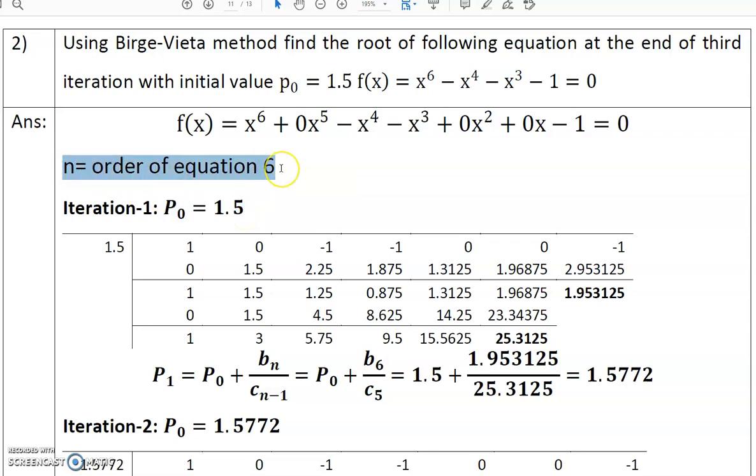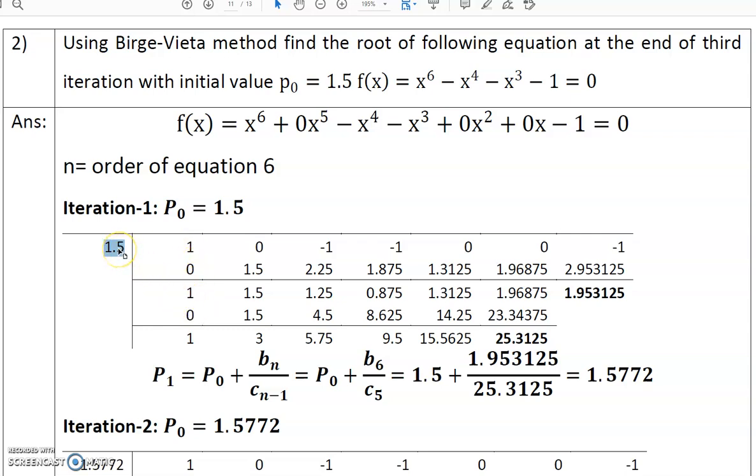And what is the order of the equation? N is equal to 6. The order of the equation is 6. So the initial value is 1.5. First write down 0 under the first coefficient and add these two. So 1 plus 0 gives you 1.